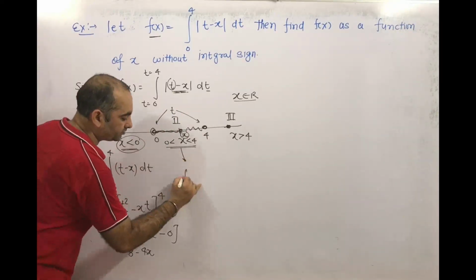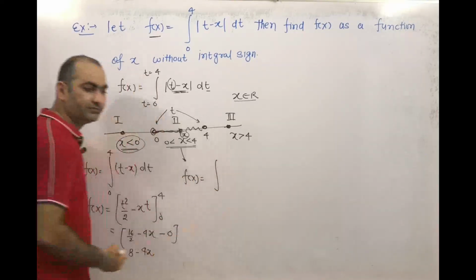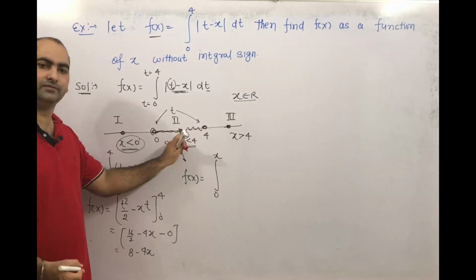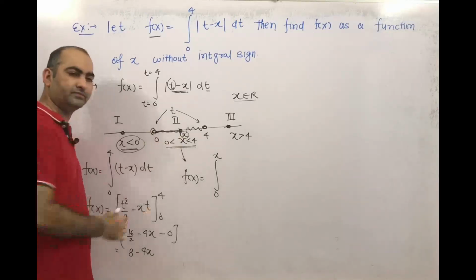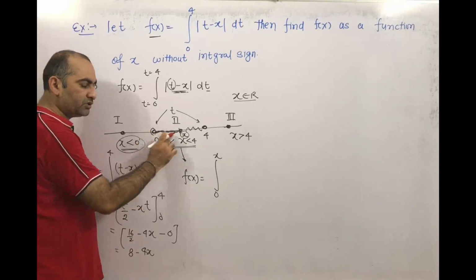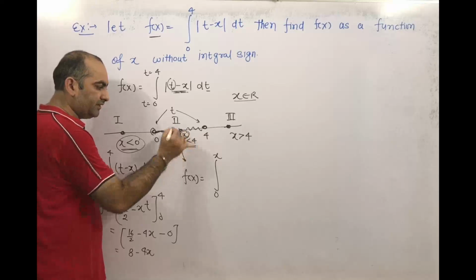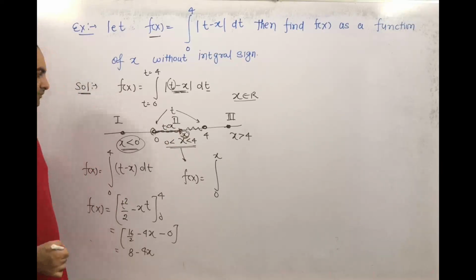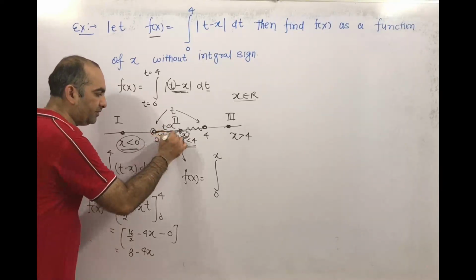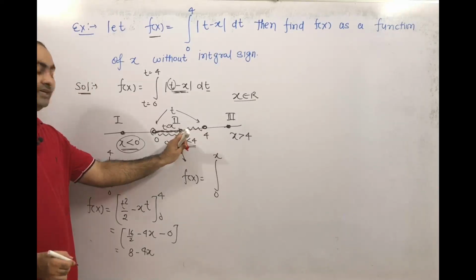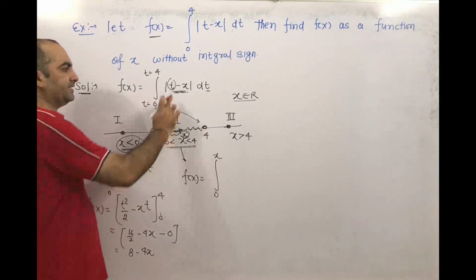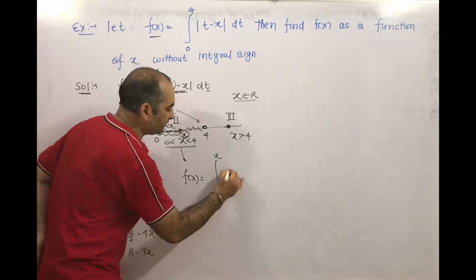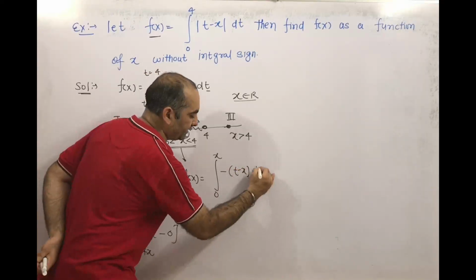f(x) equals the integration from 0 to x. Here t lies from 0 to x, so t will be less than x, because t is in between and x is here. If t is less than x, this value is negative, so here we have to multiply by minus: minus of (t minus x) dt.